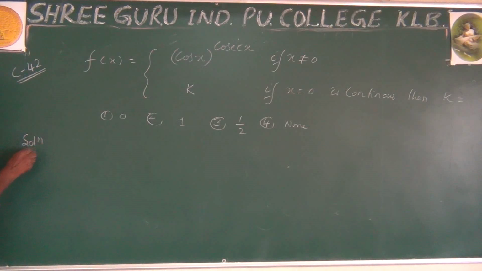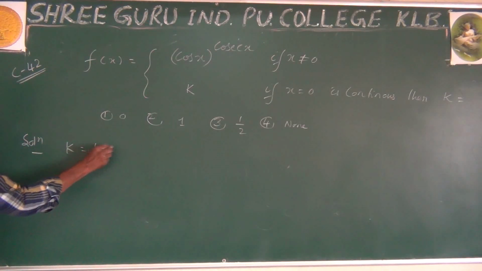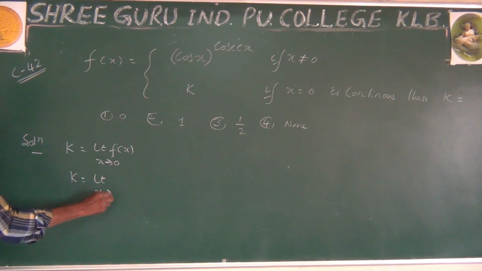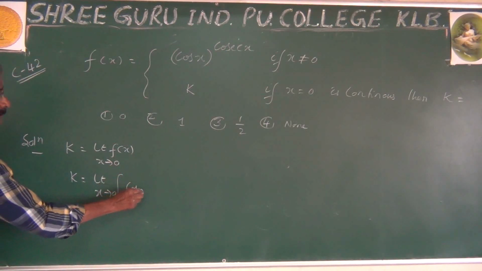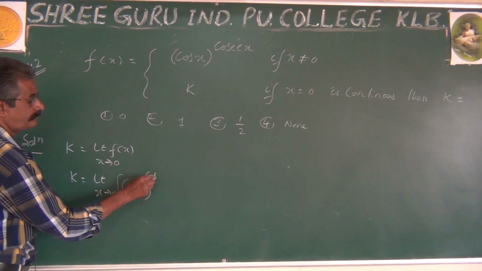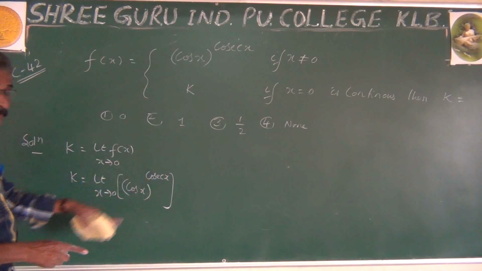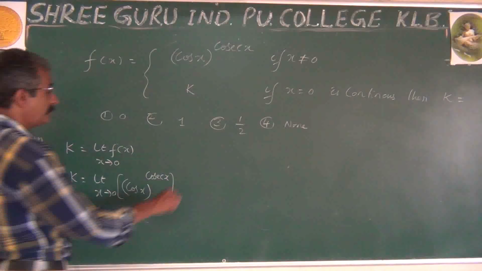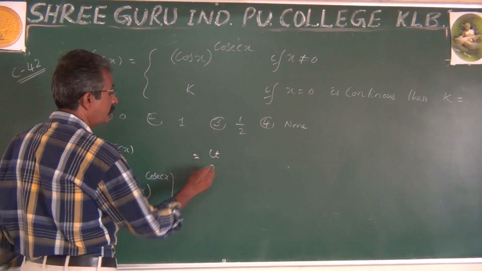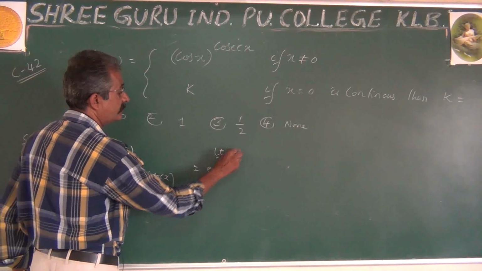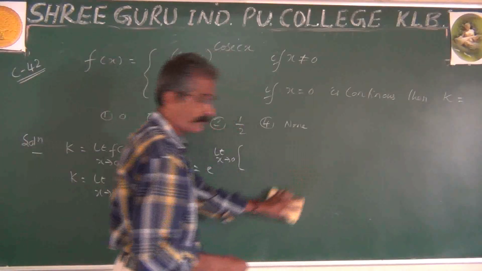Because the function is continuous, k equals the limit of the function. K equals limit as x tends to 0. What is the function? Cos x to the power of cosec x. Let's use the last problem's formula. It's just like the limit of f(x) to the power of g(x). Refer to that last problem's method: limit as x tends to 0 is e power limit as x tends to 0 of g(x) into bracket f(x) minus 1.